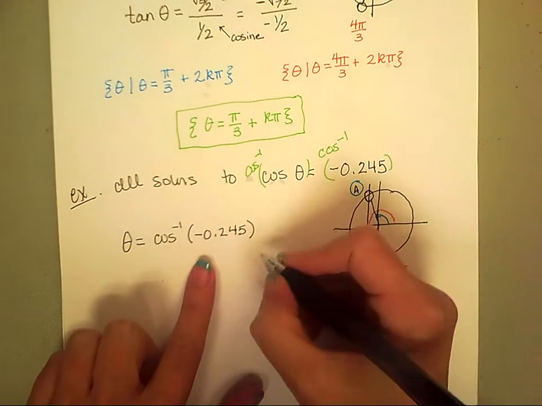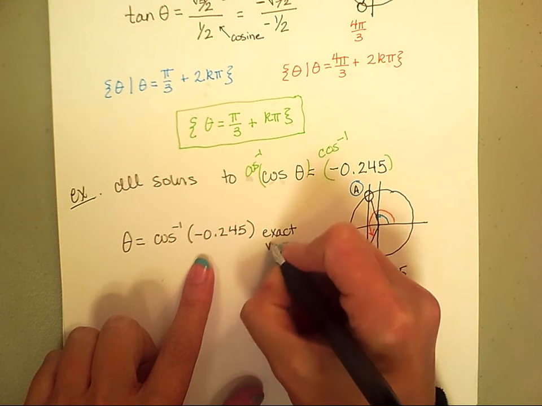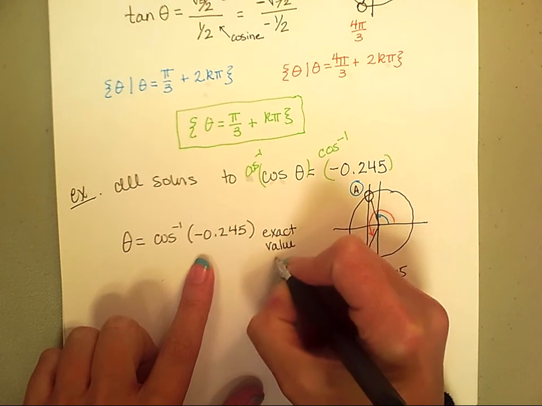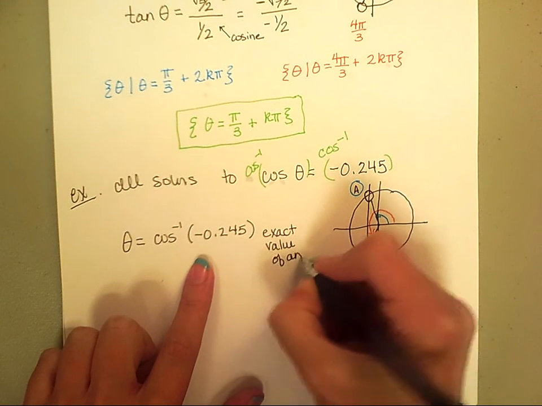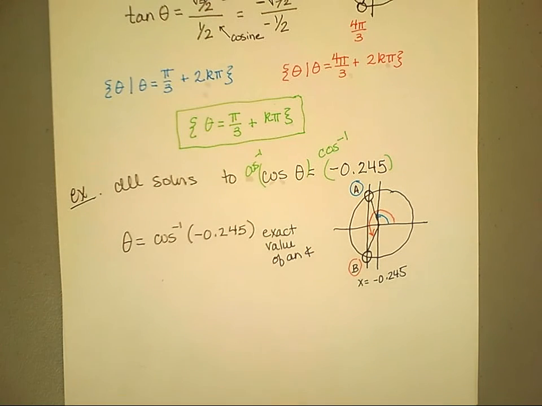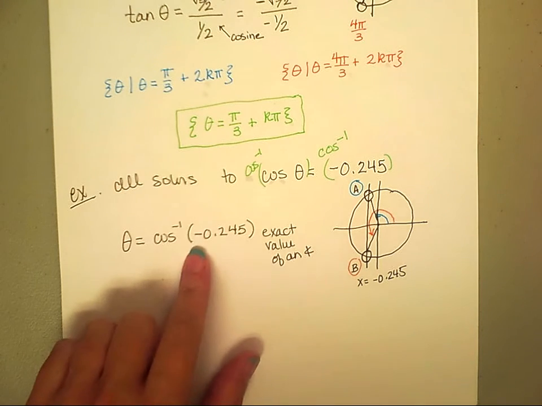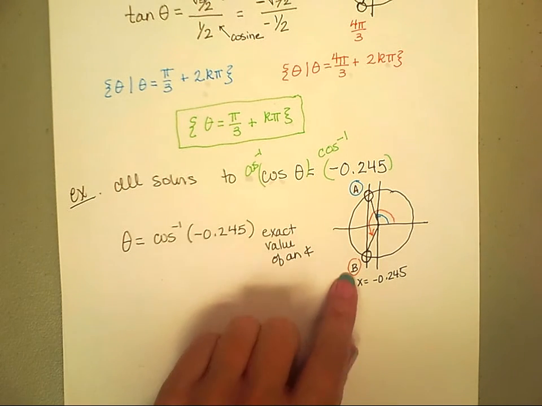Okay. This is an angle, and it is an exact value of an angle. If you were to put this in your calculator, you'd get an approximation. Okay? But this is an exact value, and since we won't be using calculators, this is how I'll expect you to write your answer. Now the question becomes, which angle is this? Is this angle A or is this angle B?